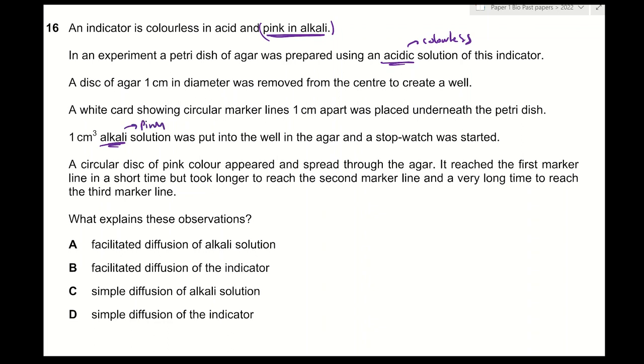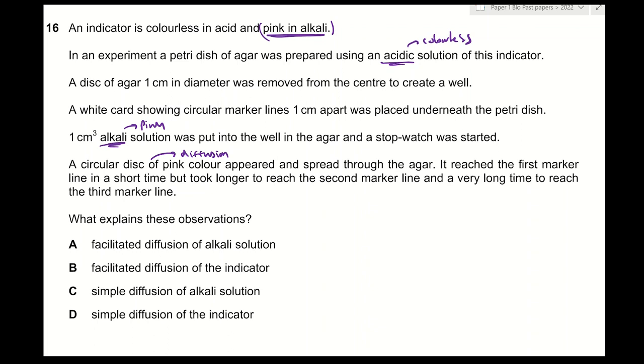A circular disc of pink color appeared and spread through the agar. It reached the first marker line in a short time but took longer to reach the second marker line and a very long time to reach the third marker line. And the alkali moves through the disc by diffusion. By simple diffusion.